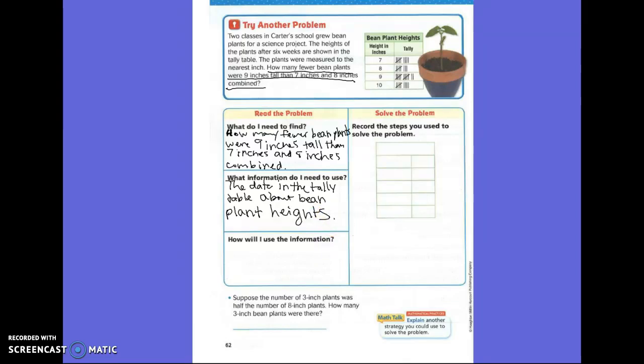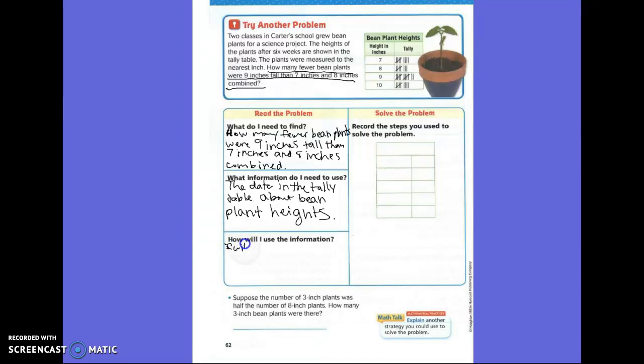So how will I use this information? We are going to count the tally marks and put them in a frequency table. Write that down first. And you're going to write a lot in this box, so write very, very small.